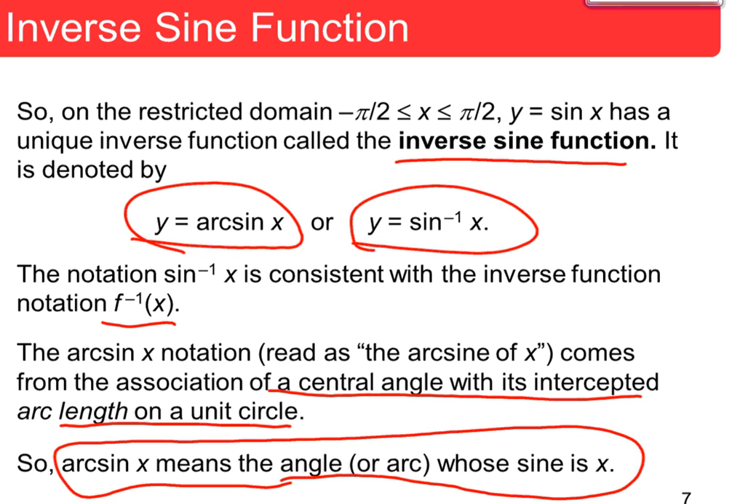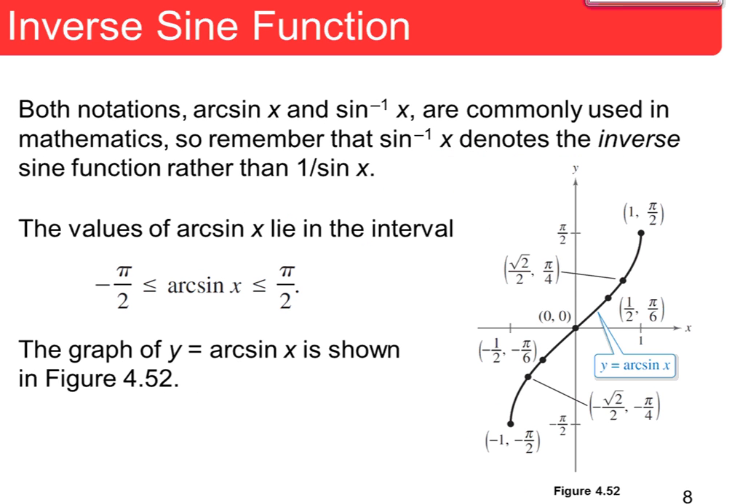You want to know that when you're finding an arc sine, you're finding an angle. So the arc sine of x means it's the angle or arc whose sine is x. And if you remember that, that will help you know what you're looking for. So our answers are often angle measures as we go along. And this is a nice little picture. We'll actually be graphing the arc sine, so you can just look at this now. The arc sine lies in the interval from negative pi over 2 to pi over 2.